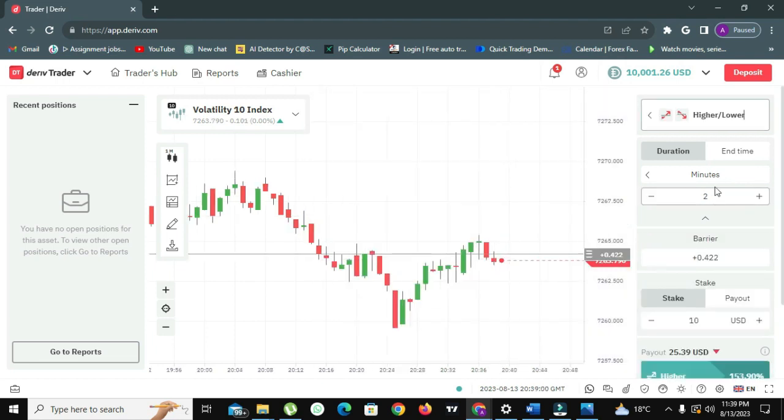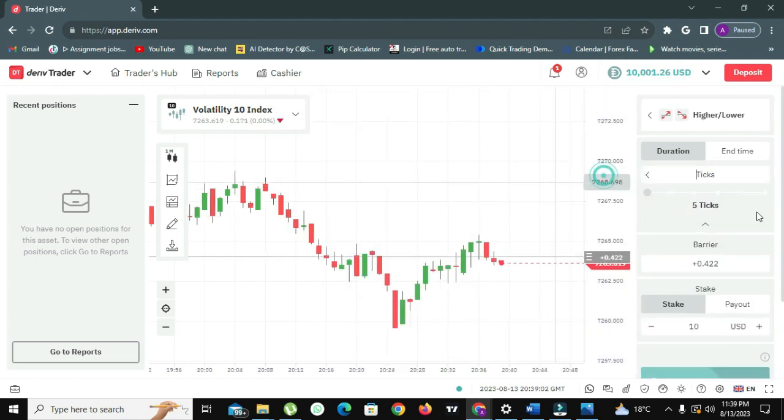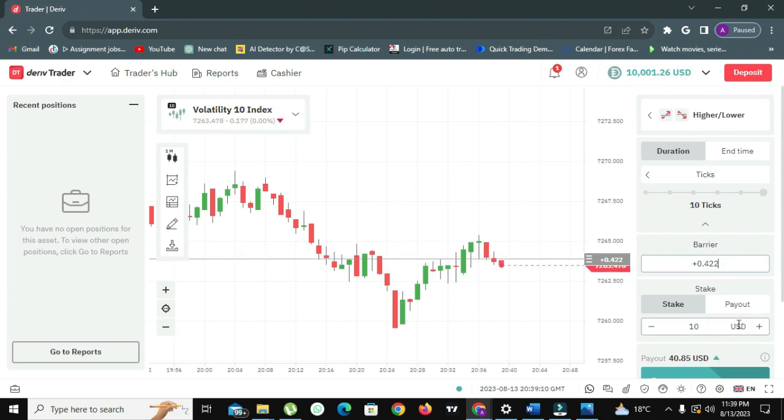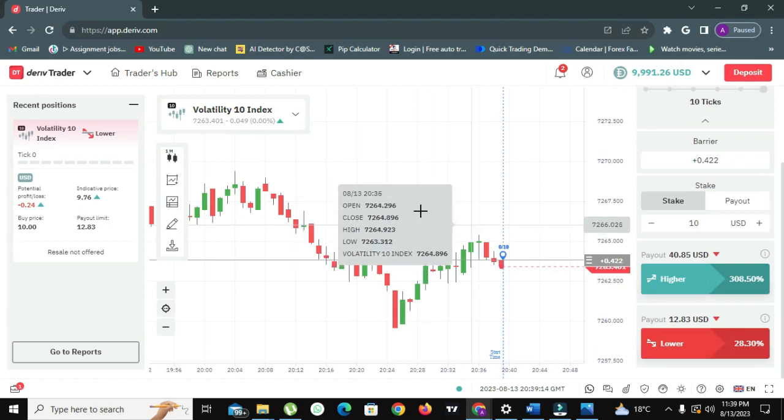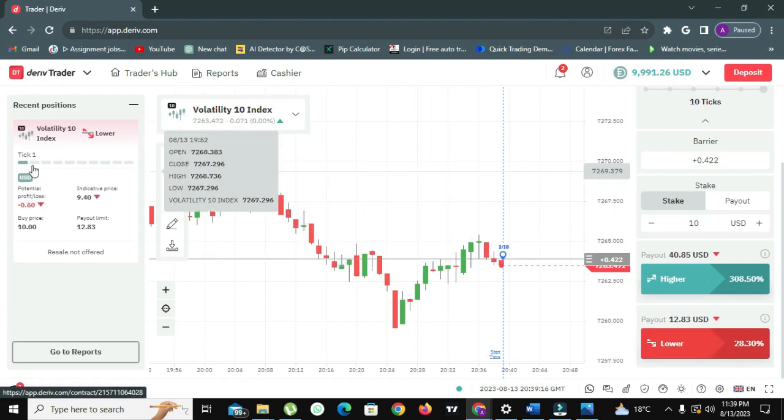For instance, if you select here, I can even select ticks. I can select 5 ticks or 10 ticks, for instance, and I say that this one will move down 0.422 points, and I say it will go down. Okay, let's just wait for 10 ticks. 1 tick, 2 tick, like that.